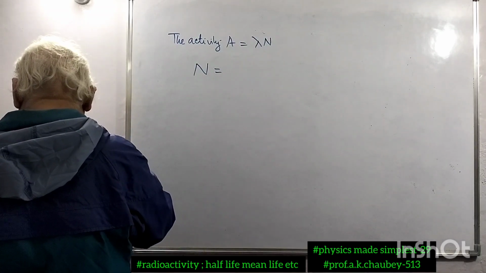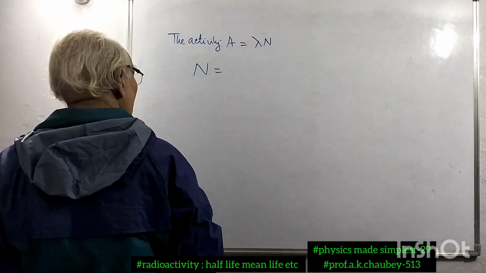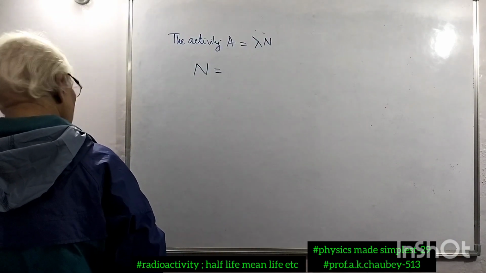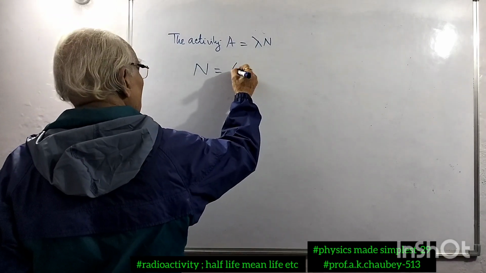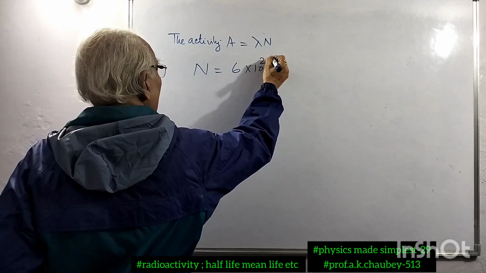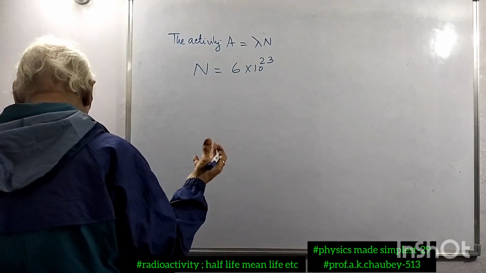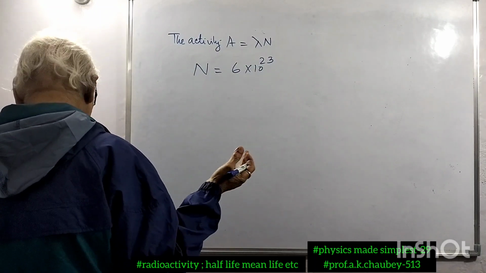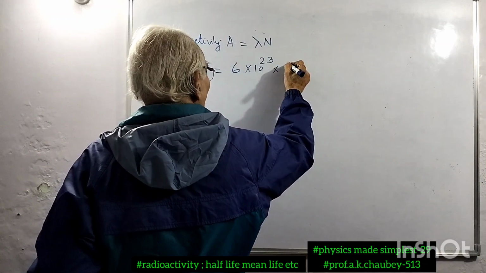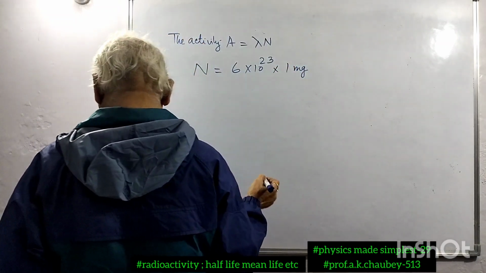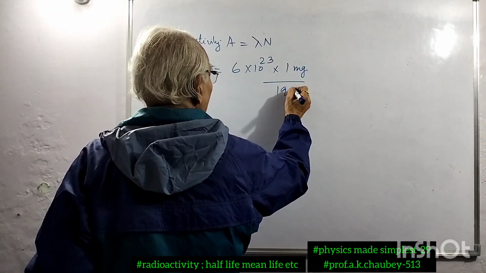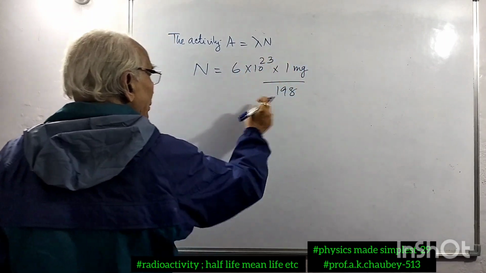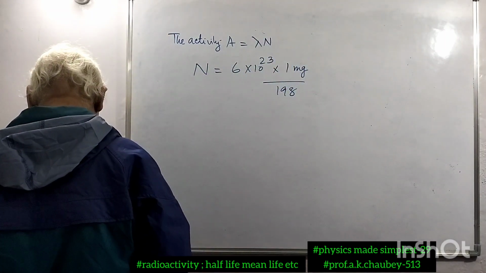N is A upon lambda. How to get N? N is equal to 6 into 10 to the power 23, that is the Avogadro number. This is the number of nuclei in one atomic weight, and then we want it in 1 milligram. So this into 1 milligram divided by the atomic weight 198. In 198, this much number of nuclei. In 1 milligram, how many nuclei? That is N, which you can calculate.